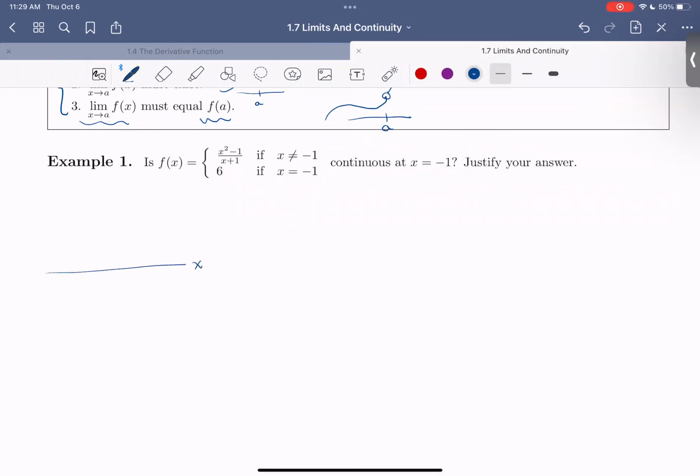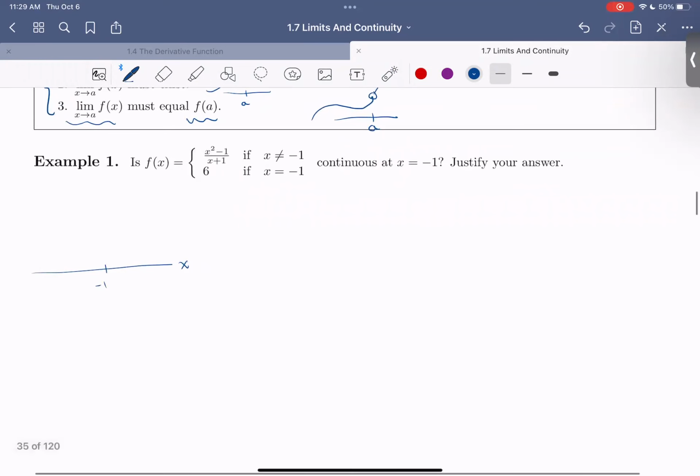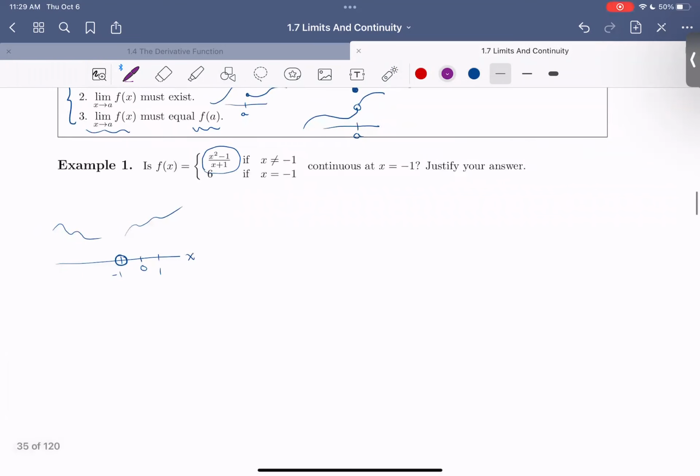Just to get an idea of what this graph looks like, if we have our x-axis here, -1 is the x value that we're interested in. What we're told is that our graph is defined some way outside of x equals -1, so it looks something like this. And then it's defined somewhere else at x equals -1.